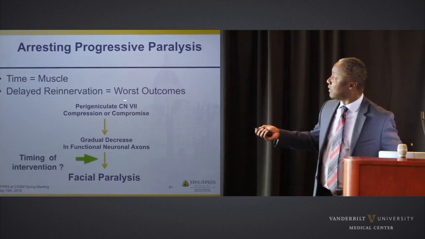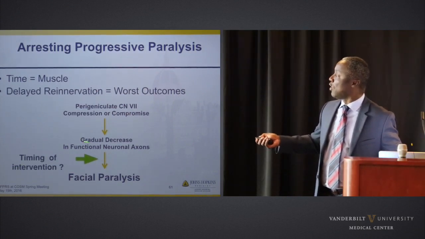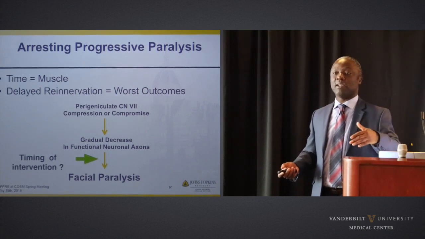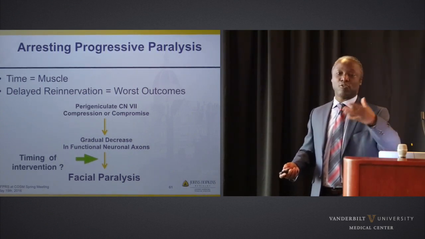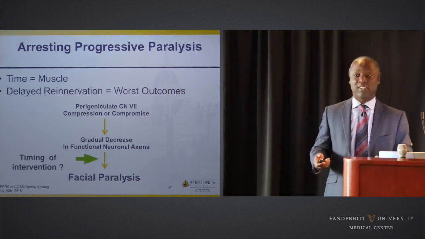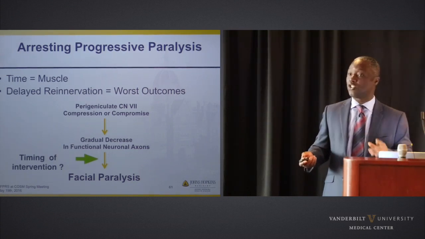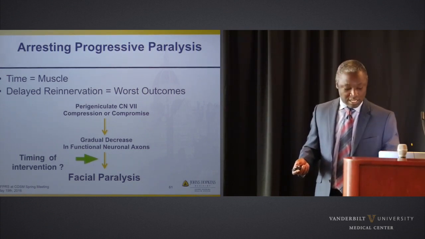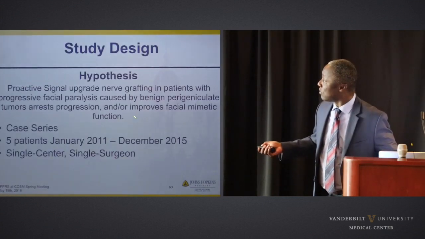So a patient with a perigeniculate tumor compressing the facial nerve, you're watching and seeing gradual decrease in facial function. When do you intervene? Do you wait for them to become a House-Brackmann 3 of 6, or 4 or 5 out of 6? Do you wait for them to become really bad before you intervene? The answer I'm proposing is no, you don't wait. You try to intervene as early as possible. And I'll show you an example.